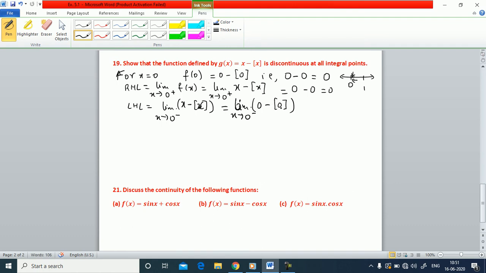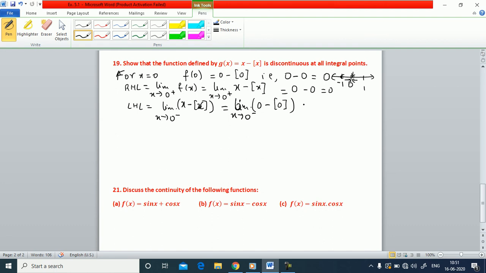Keep in mind x is approaching 0 from the left. If I extend this number line and say this point is minus 1, so x is approaching 0 from the left. Think about the type of value x must be having. It may be minus 0.0009, minus 0.001, something like here, some number over here. If you look at this number line, you will find its greatest integer function will be minus 1.